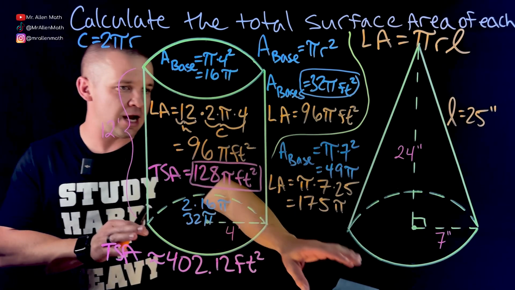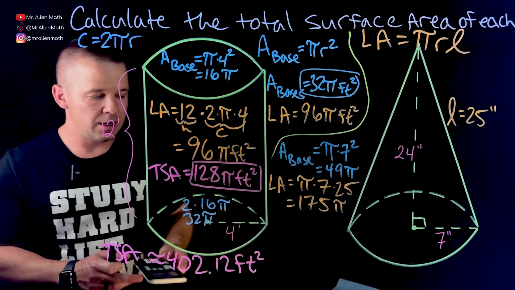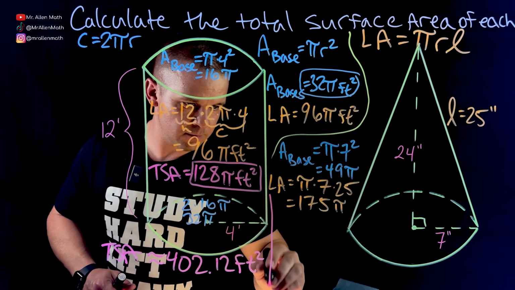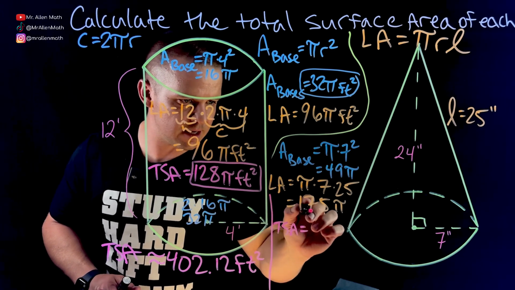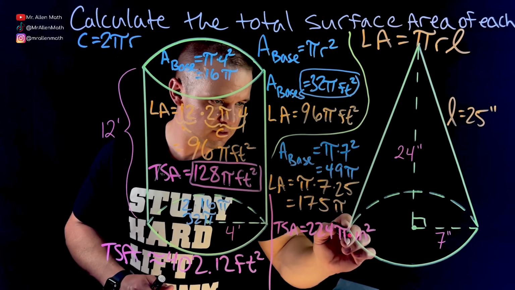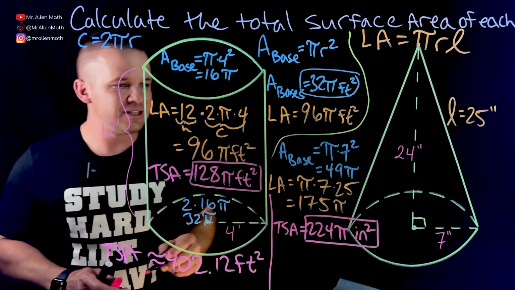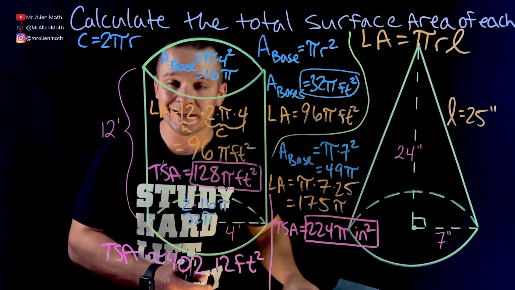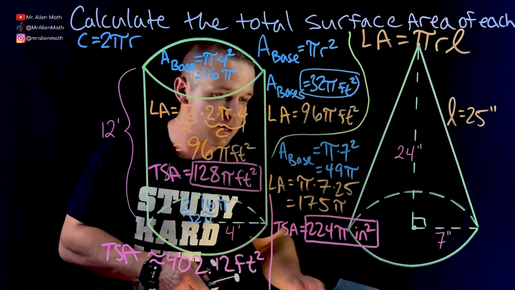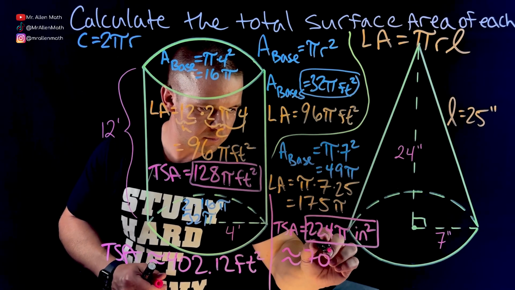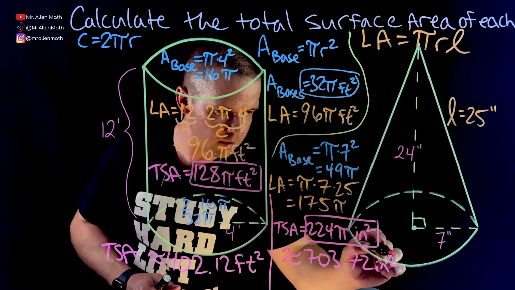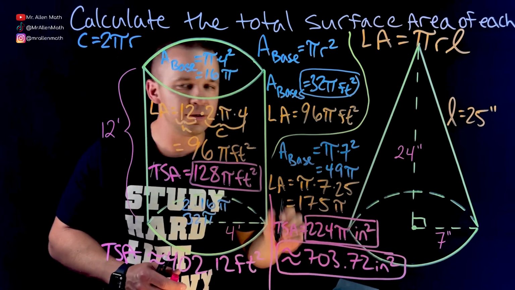So if we add these together, 175 plus 49 is 224. We'll put the TSA, make sure we don't get it mixed up. TSA is 224 pi, and we're in inches squared. So there is my exact final total surface area. And if I want it as a decimal, I can multiply by pi, second caret, 703.716. So 703.72 inches squared. Lovely.